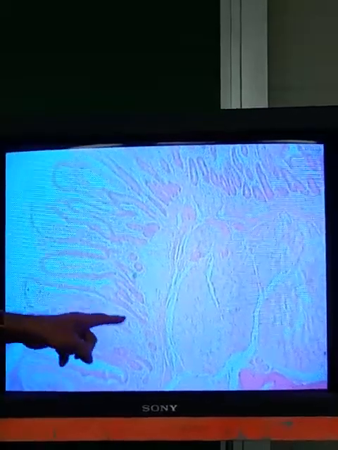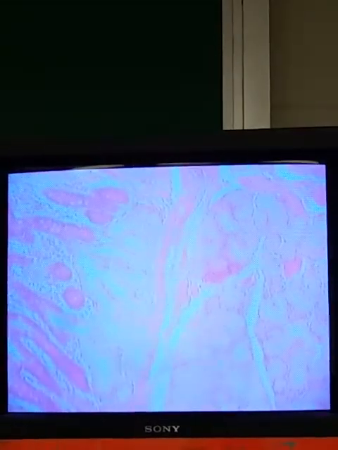Okay, where are we here? Stomach, small intestine, large intestine? Small intestine, because of these. These are villi. And we see intestinal glands, villi, intestinal glands. There's our muscularis mucosae, our lamina propria. Let's see what else we can see up here. And these are the goblet cells.